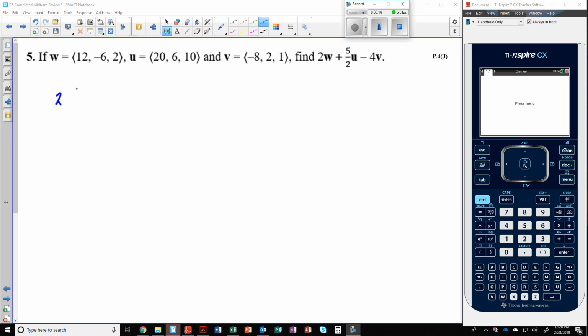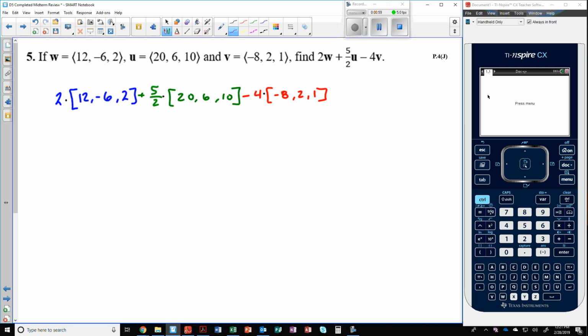So if I take 2 and multiply it through this vector, and I'm going to use the calculator symbols here, what I need to do with this 2 is distribute it. And I'll also have this 5 halves u, and then I'll subtract 4v. So we're going to distribute all the way through. Technically we could type all this in the calculator right now as it's given. You just have to put the multiplication symbols between the scalar and the vector. As long as you have that multiplication, the calculator should do this for us just fine. But we're going to go ahead and distribute this through.